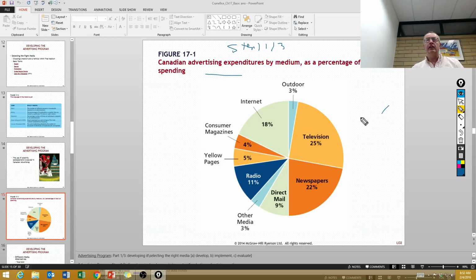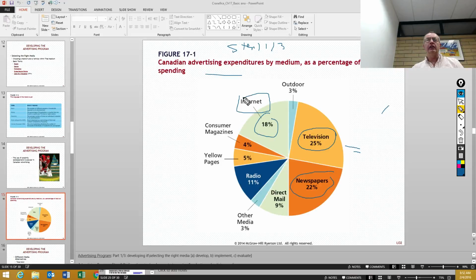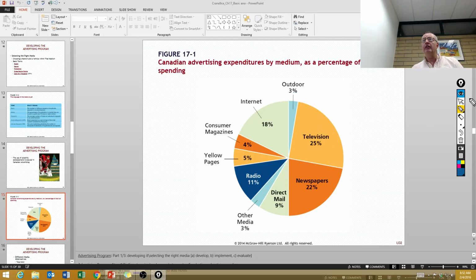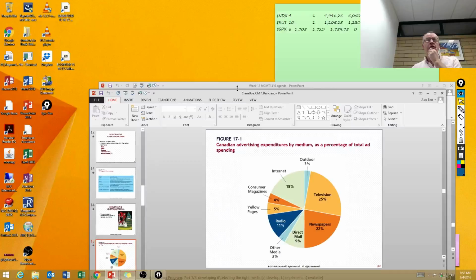If you look at this slide here, it says that television is the most popular form of advertising in Canada, followed by newspapers, followed by the internet. I don't know what year this is from, but it is obsolete, because today the volume of internet ads exceeds that of TV. And I have that data for you. I've got an easy to understand chart.